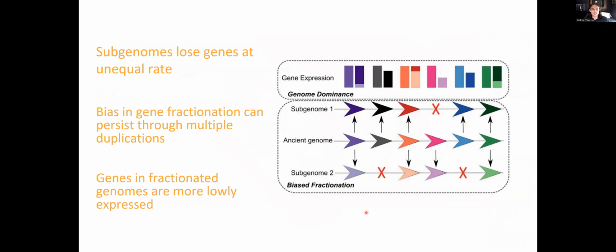Now, following a polyploidization event, there can be a loss of genes at unequal rates. This is called biased fractionation. It is the case of some genes being lost on one subgenome but still present on the other. And this bias can persist through multiple rounds of duplications. Some work done in Arabidopsis, cotton, and the Brassicaceae has shown that genes in the more fractionated subgenome are more lowly expressed than those that are not. Which really leads us to the question of how hybridization and polyploidization affect genome fractionation.